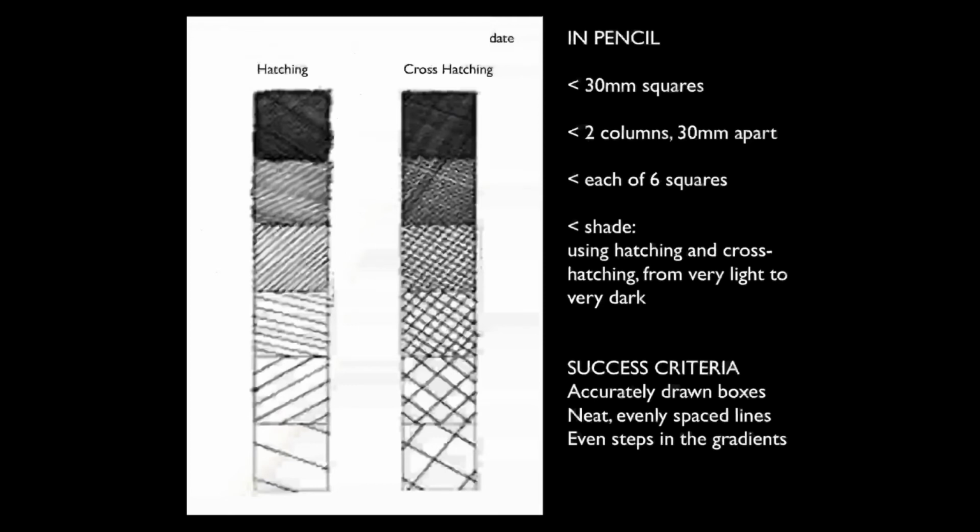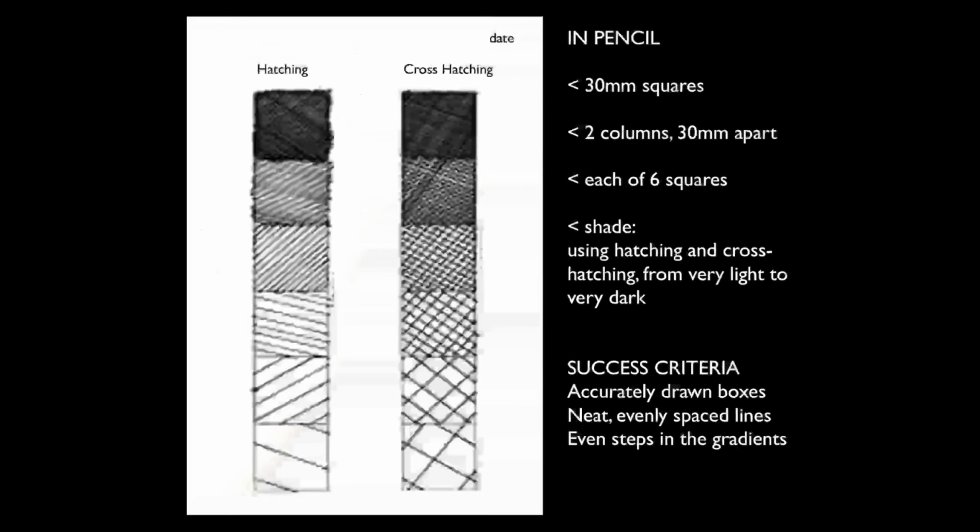So hatching. In the bottom one, maybe just 2 or 3 lines. In the top there's going to be dozens of lines. Try and keep them fairly parallel, keep them fairly straight. I'm not worried if they're not perfectly straight, but try and keep them parallel. Second column, exactly the same, but you're going to go across. So at right angles to the first set of lines, you're going to have another set.